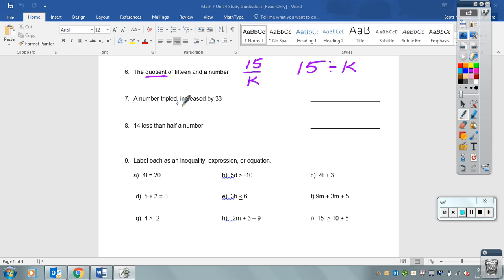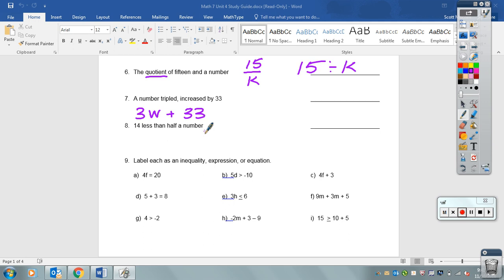Number 7, again, no word "is", so it's going to be an expression. A number tripled. A number tripled is not a number cubed. That's a number cubed, or a number to the 3rd power. A number tripled is times 3, multiplied by 3, increased by 3.